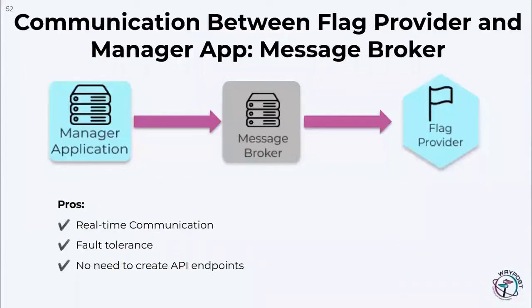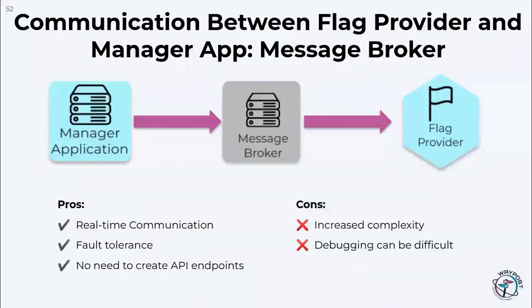The message broker gives some degree of fault tolerance. If the flag provider goes down for some reason, any messages sent from the flag provider will be available once it's up and running again. It also eliminates the need to create API endpoints and instead uses the message broker.